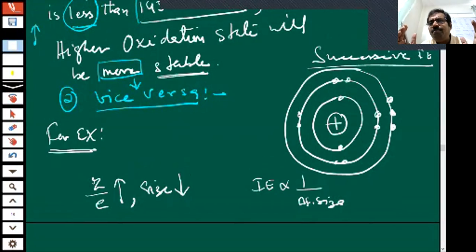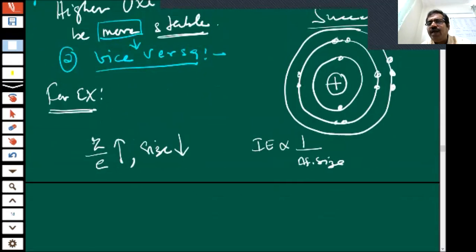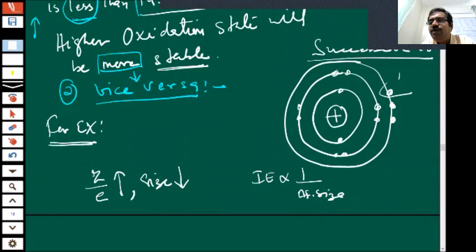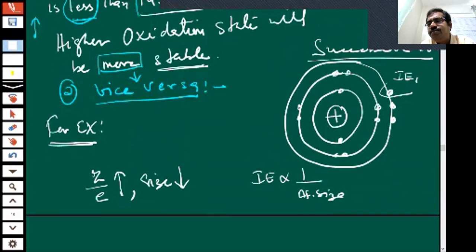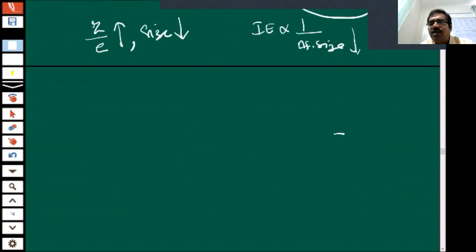You have to be very perfect, and please open your mind and go deeper and deeper into the situation. Successive means one by one, serial. See what I am trying to do. First, I will remove this electron. The energy which I will give to remove this electron is known as IE1, the first ionization energy. Did you understand? After I remove this electron, what will be the condition?